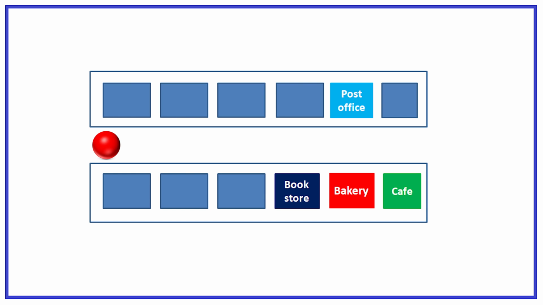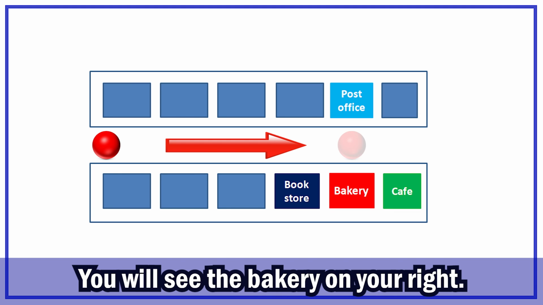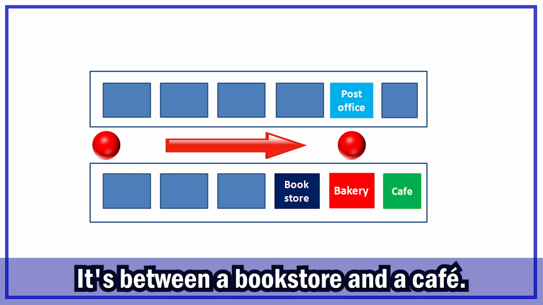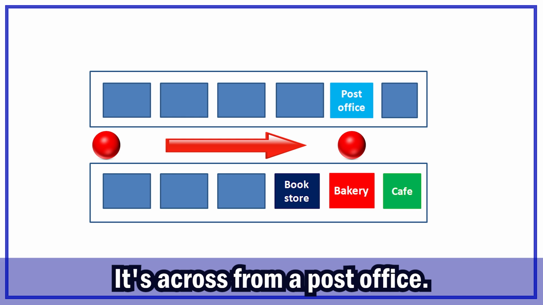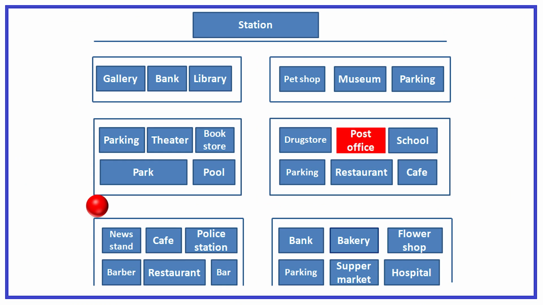How did you do? Let's take a look at some example answers. Go straight on this street. You will see the bakery on your right. It's next to a bookstore. Or it's between a bookstore and a cafe. Or it's across from a post office. How was it? Were your directions correct? Let's move on to the second map.